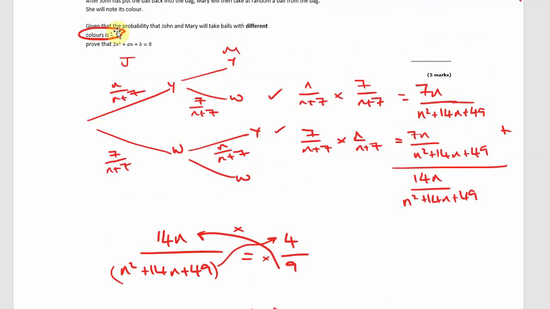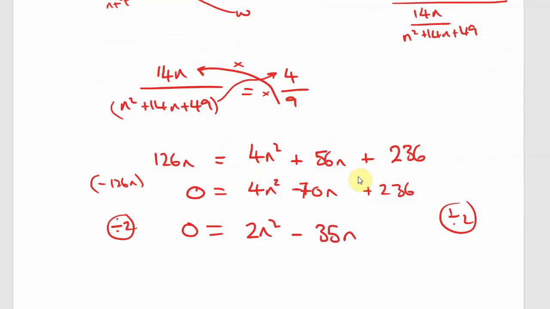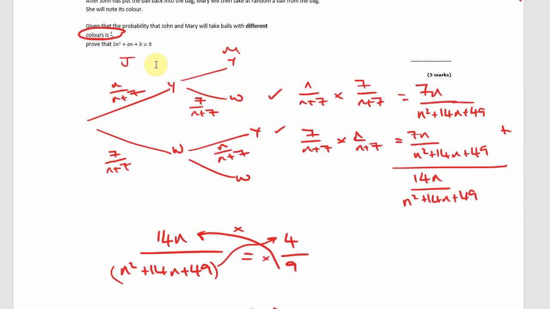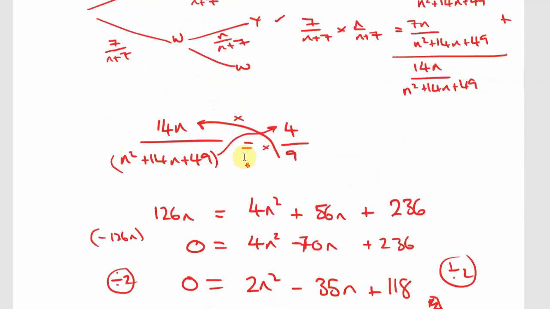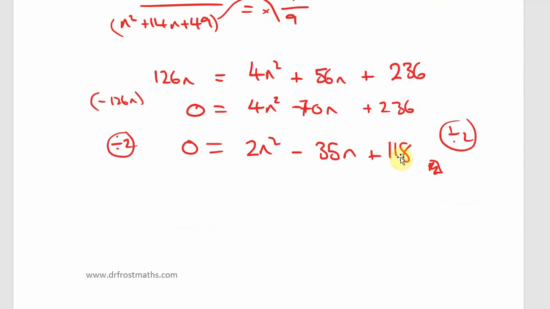And we want it in the form 2n squared, so we are just going to divide by 2. So 0 equals 2n squared minus 35n plus 98. And we're done. So in this case, A would be minus 35, and B would be 98, C would be 118. Oh no, A and B, yeah. So B would be 118.